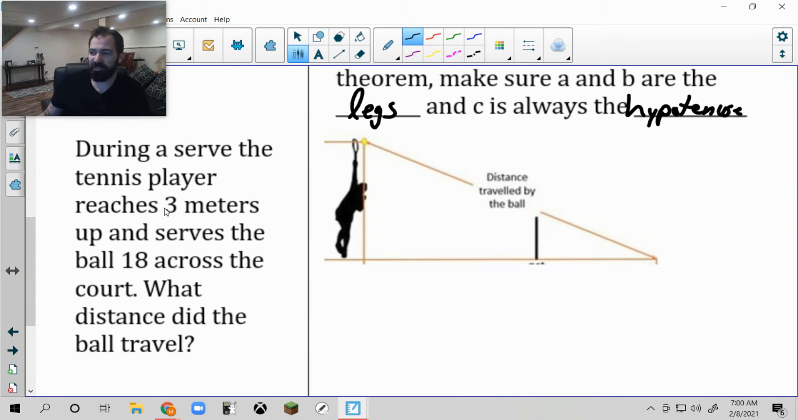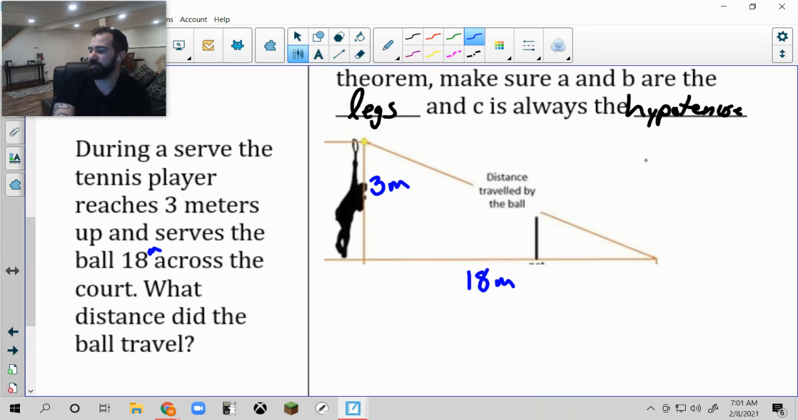During a serve, a tennis player reaches 3 meters tall. So as I'm going through here, I might say that this reach is 3 meters. This line is 3 meters. And he serves the ball 18 meters across the court. So he's sending it this way, 18 meters. What distance did the ball travel? If he reaches up to 3 meters, he shoots the ball 18 meters this way. We want to know exactly how far the ball has traveled.